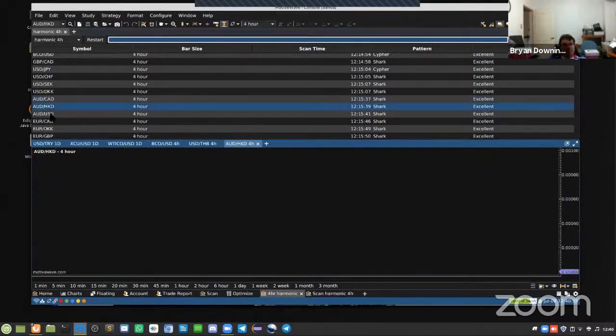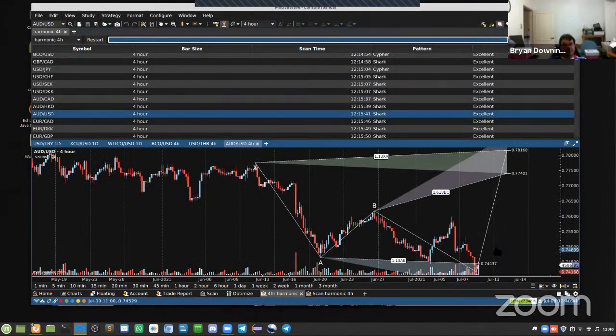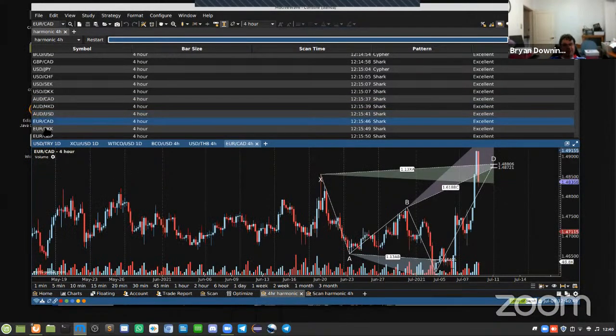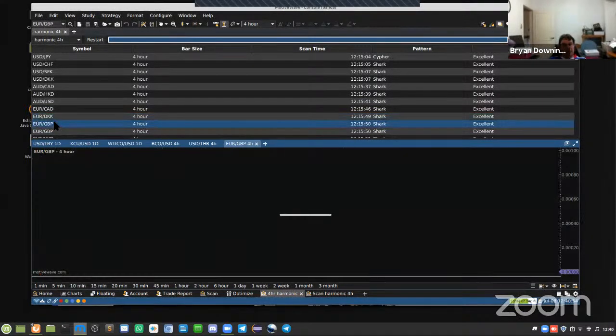Everything's just dropping. It's very difficult to trade these. You look at Australia USD, it's got a long. I think these trading conditions are pretty tough. Even with the Euro Canadian, it looked like it was popping, then it just drops back in a large way. Boom. I really don't know.